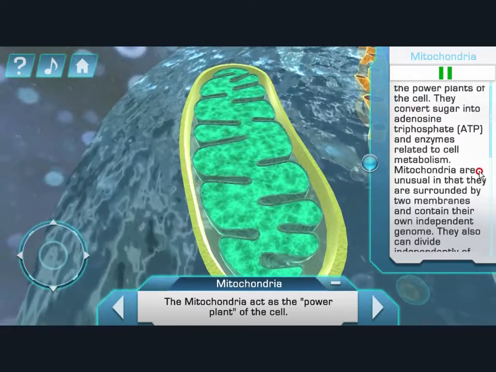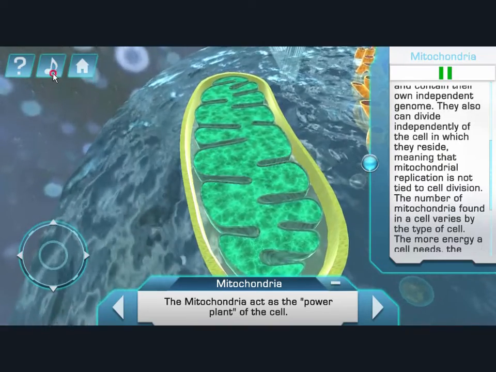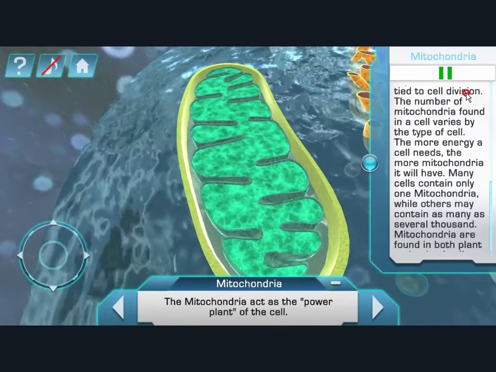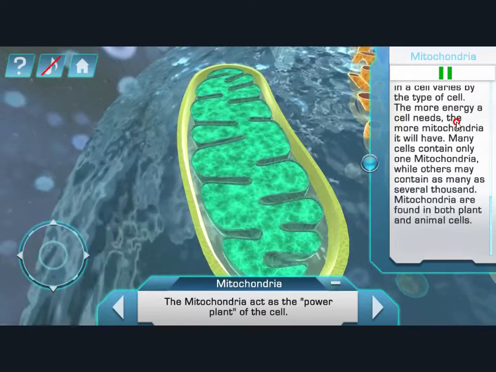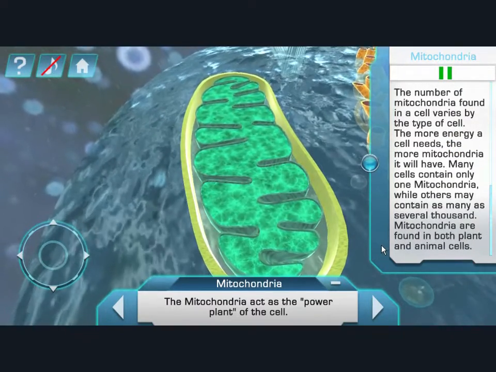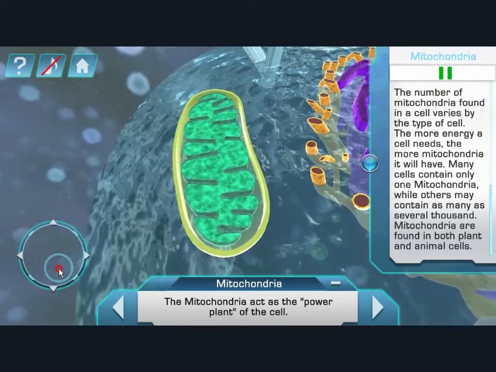The number of mitochondria found in a cell varies by the type of cell. The more energy a cell needs, the more mitochondria it will have. Many cells contain only one mitochondrion, while others may contain as many as several thousand. Mitochondria are found in both plant and animal cells.